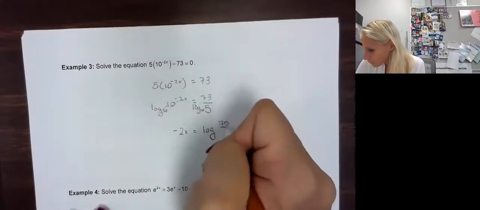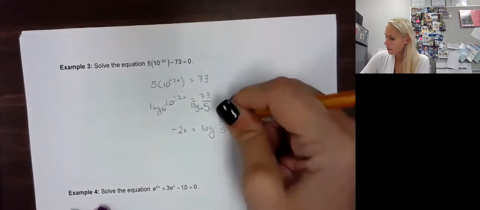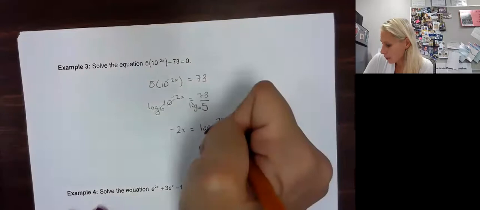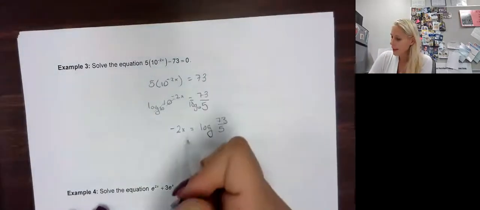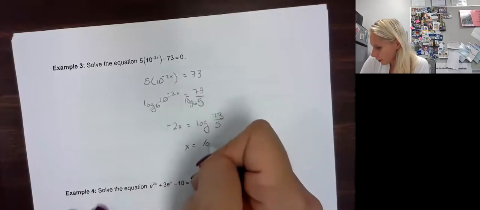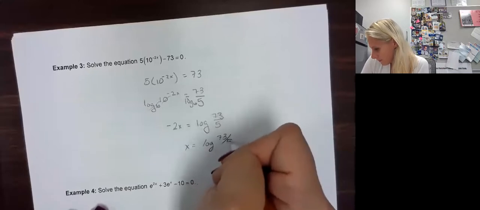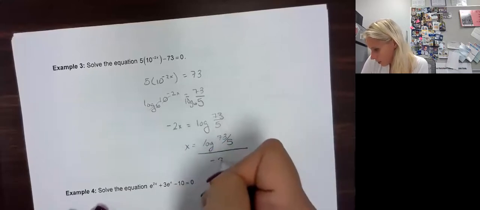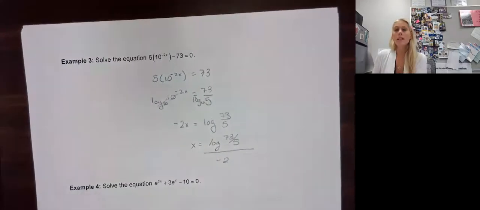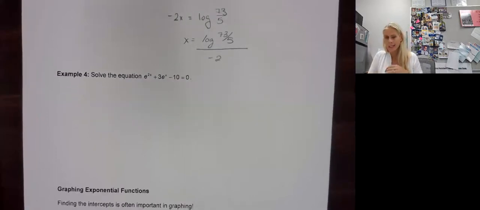So I get negative 2x equals log base 10, or you can just say log, 73 over 5. Now I'm going to do the exact value, so I'm not even going to put that in my calculator right now. And then how do you get x by itself? We divide by negative 2. So I have log of 73 fifths all over negative 2, and I'm done. Now, in your homework, they might have you do the approximation that you can just do in your calculator and give that decimal out. Here's another one that's tricky.